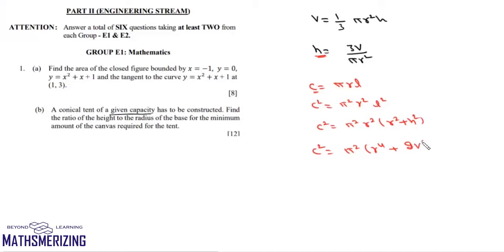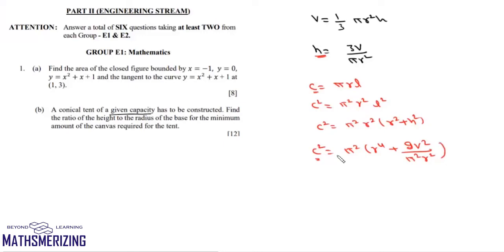Now we know that the amount of canvas required is equal to its curved surface area, which is pi r l. The minimum amount of canvas required is when this C is minimum, and when C is minimum, C square is also minimum. We can write C square as pi square r square into l square, and l square is r square plus h square. Now we can write h as 3v upon pi r square. So we'll write C square as pi square (r to the power 4 plus r square into h square). So there will be 9v square upon pi square r square.